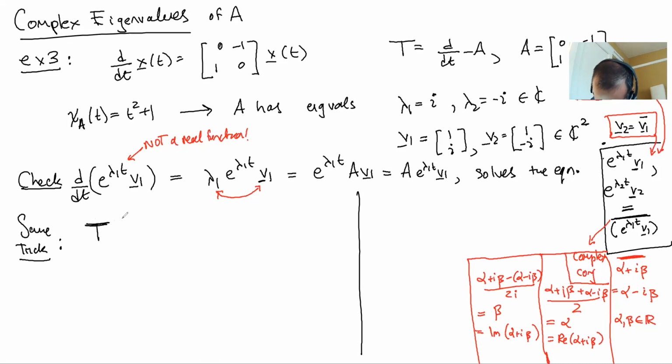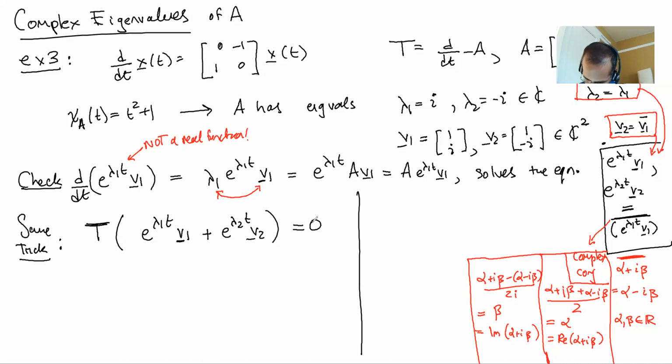So the same trick is, I have that T of e to the lambda 1 t v1 plus e to the lambda 2 t v2 is equal to 0, right? By linearity, I know that because I found these two solutions. I can divide by 2, but this is equal to T of the real part of this. But maybe I'll just be very concrete and write down what these are.